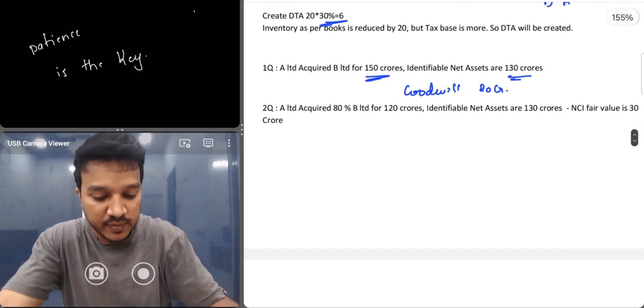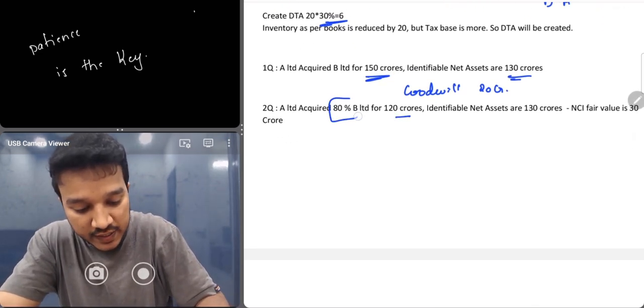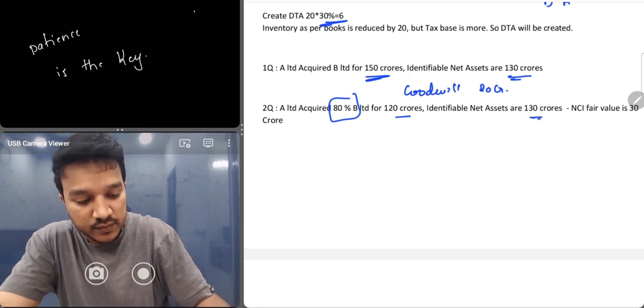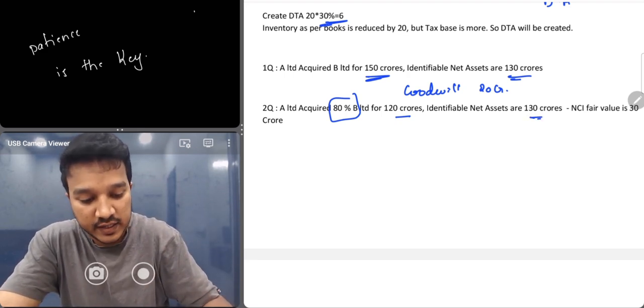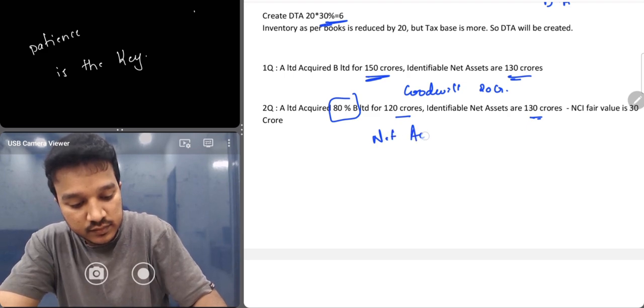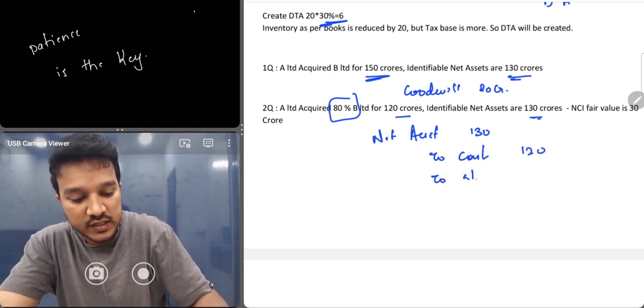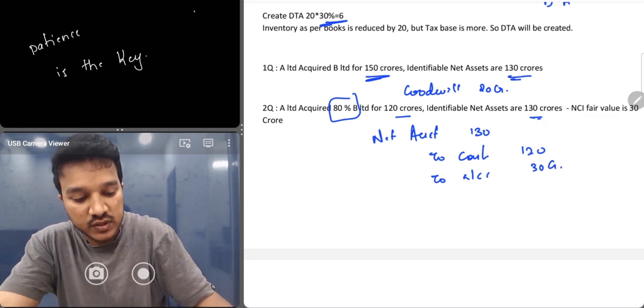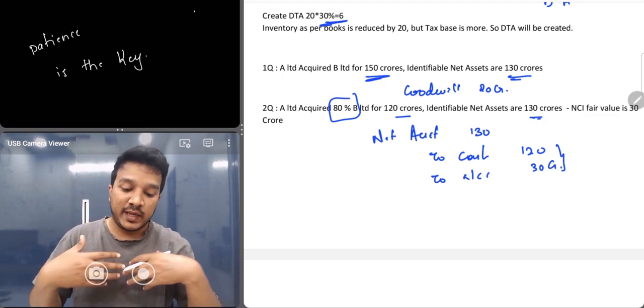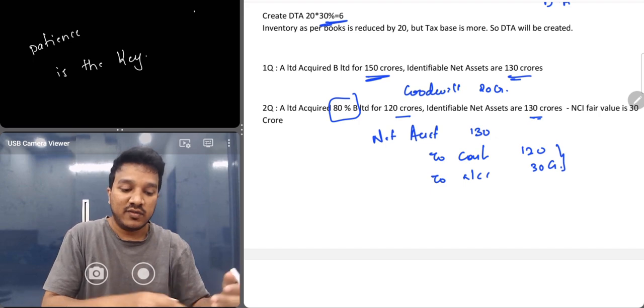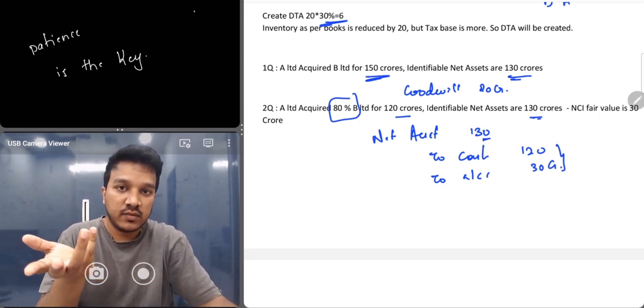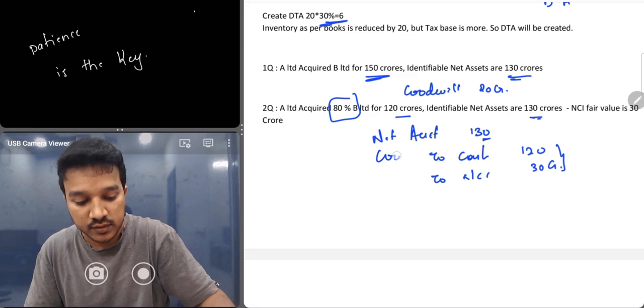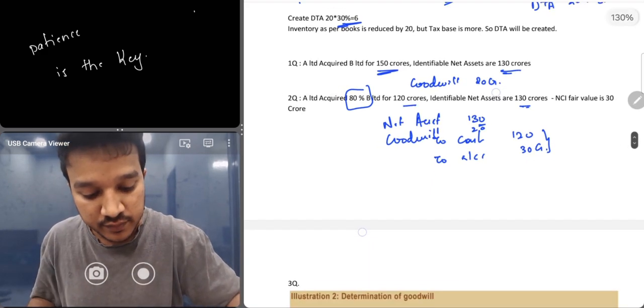A Limited acquired 80% of B Limited for 120 crores. यहाँ पे I acquired only 80%. Okay, and the net assets is 130. Okay, non-controlling interest is, so let's try and analyze. So I got net assets of 130 crores, and then what is the amount that I paid to cash 120 crores, और non-controlling interest का कितना है 30 crores. Now see यहाँ पे total value, me and my non-controlling interest we paid 150 for 130 assets. 130 के लिए इतना पे करे, तो obviously there is goodwill element. गुडविल अकाउंट डेबिट हो जाएगा 20 crores. ठीक है, लेट्स गो फर्दर.